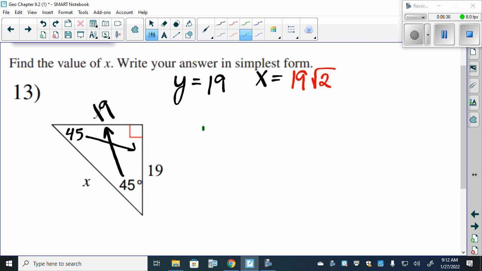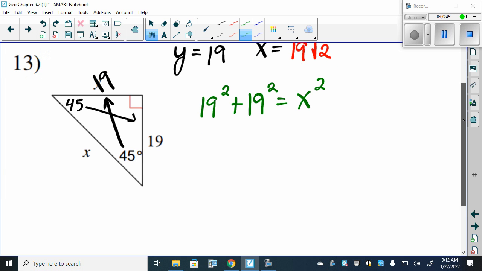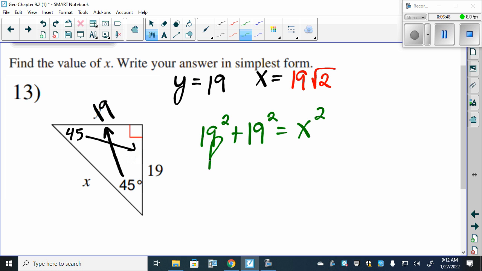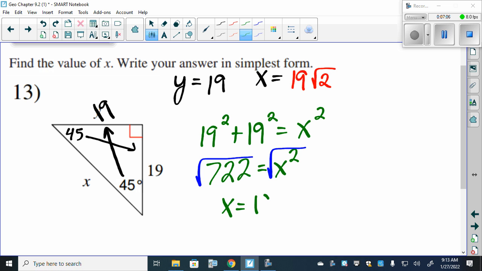And again, with any of these, the Pythagorean theorem, 19 squared plus 19 squared would equal our x squared. 722 would equal our x squared. And again, to get x by itself, we have to square root both sides. The square root of x squared is x, which gives us 19 square root of 2. Any questions on this here?